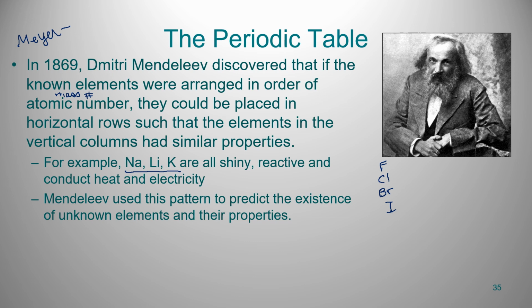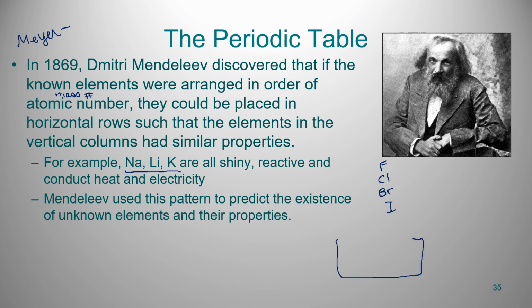So Mendeleev and Meyer used this pattern to figure out where there should be spaces left for unknown elements. They would predict maybe that there was some element out there with certain properties that belonged somewhere, because the elements that were known didn't match the periodic table. You know what I'm saying?